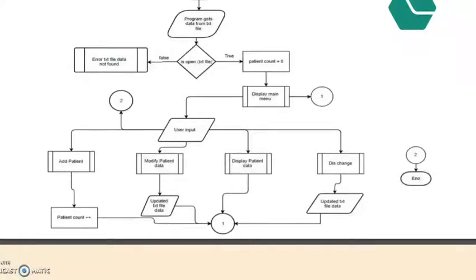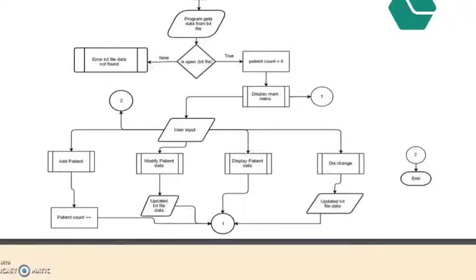Then the modifying patient data will be updated text file data, that we will just straight go to updating our data file that we initially made in intake. It's like if there are any changes to the patients or not. Then displaying the patient's data will just go straight from main to input. As you can see, it goes to one and one goes to display main menu. And the last one is discharge, so it will also be updated in the text file.